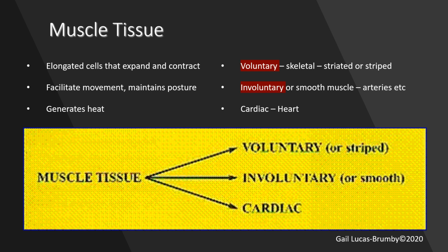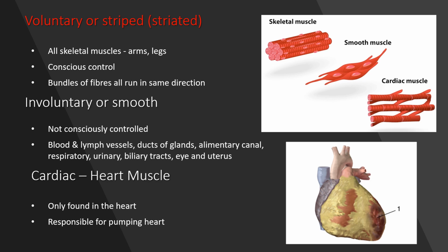And they do tend to have a question come up in the ITEC paper. There are three types of skeletal muscle: voluntary, striped or striated muscle, and all skeletal muscles in the arms, legs, throughout the whole body, all under conscious control.